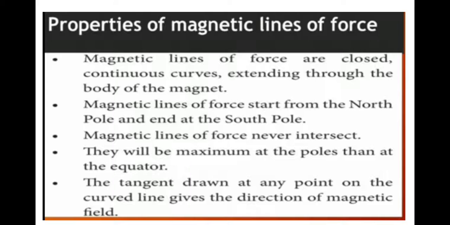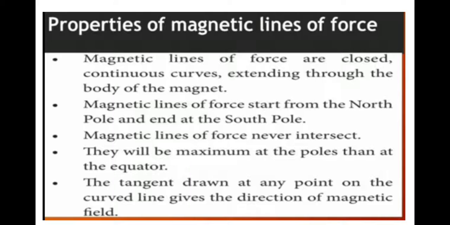Outside the magnet, the lines are directed from North Pole to South Pole. So it moves from North to South Pole. Whereas inside the magnet, they are directed from the South Pole to North Pole. So inside the magnet, it moves from South to North Pole. That's why they are continuous closed curved lines.